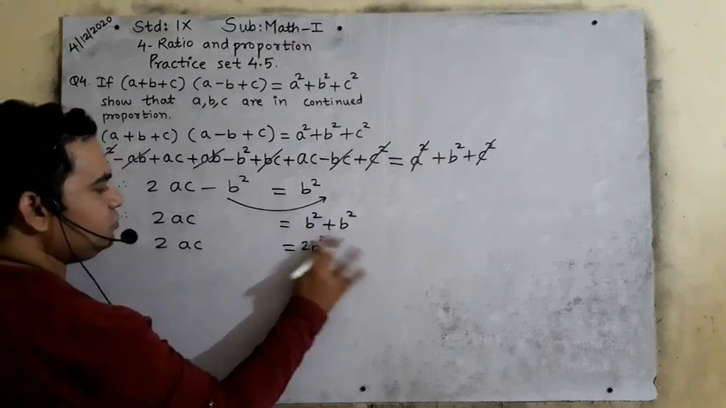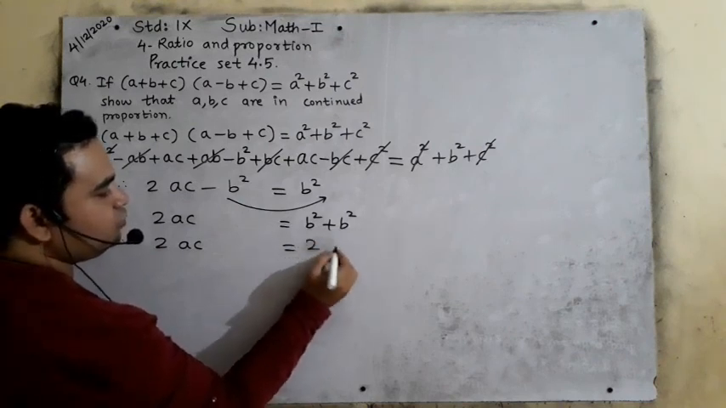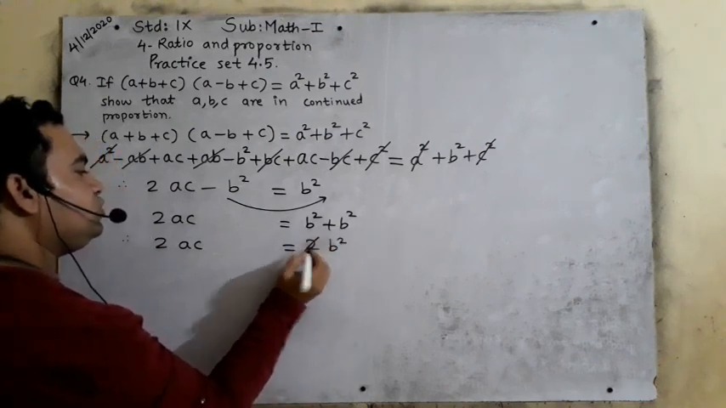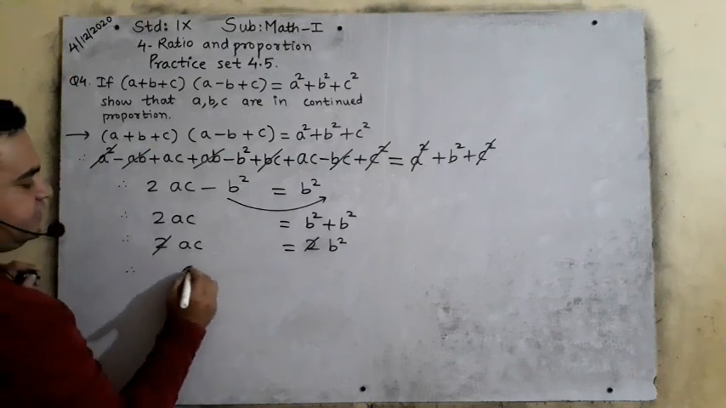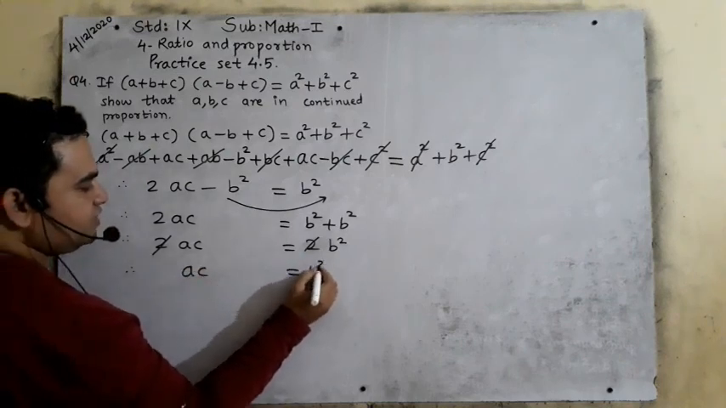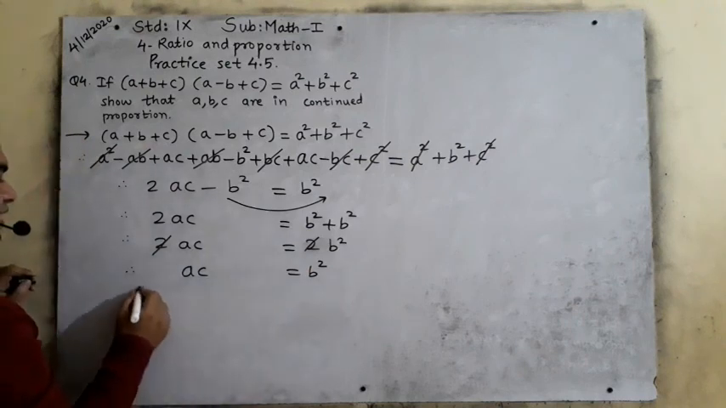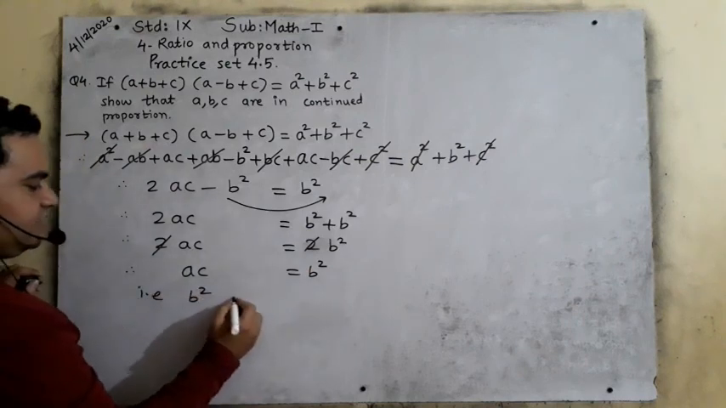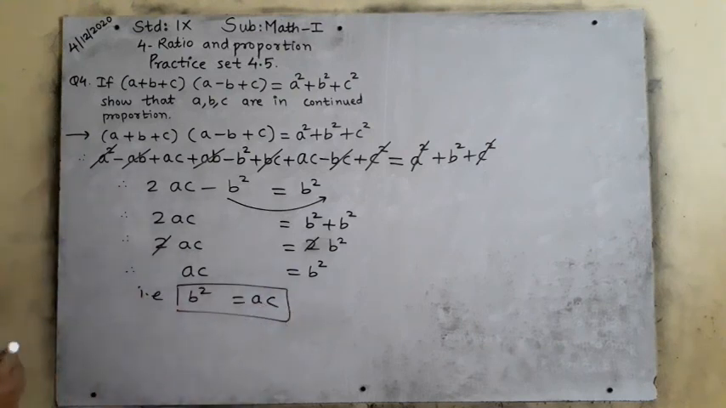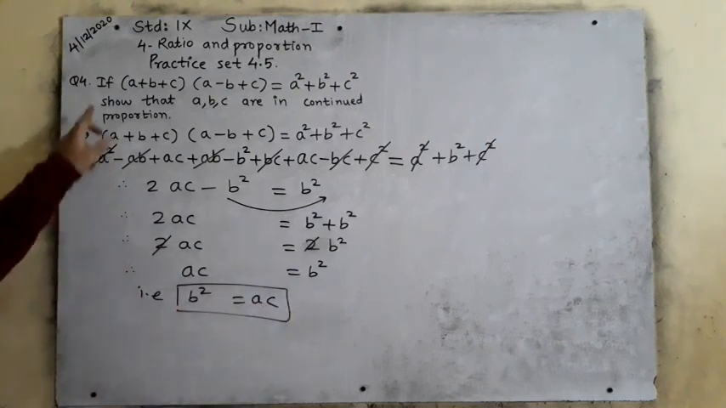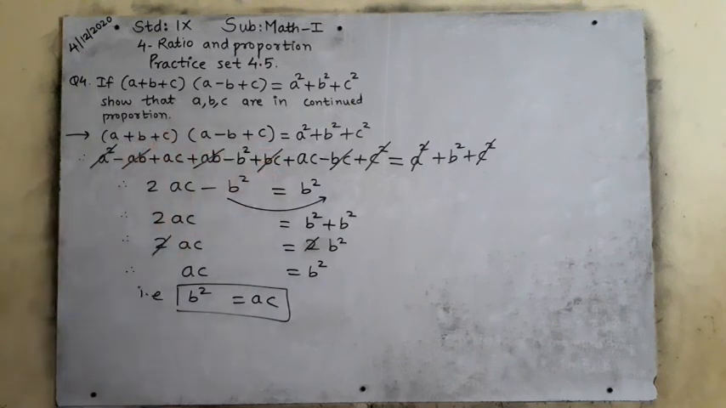So this 2, write properly. See, 2B square. So this 2 and this 2 also will get cancelled. So what remains? AC is equal to B square. So B square is equal to AC only, right? So this is our continued proportion. So we can prove A, B, C are in continued proportion. We have proved. I hope you understood here.